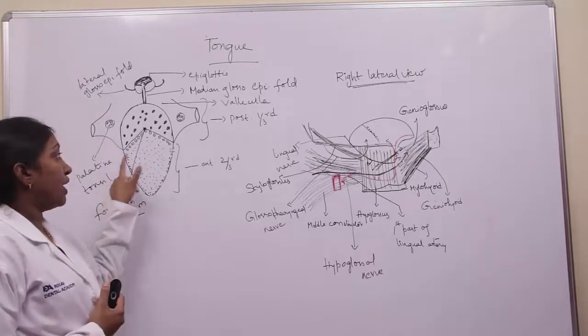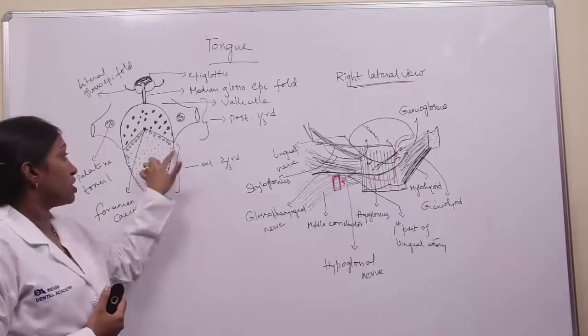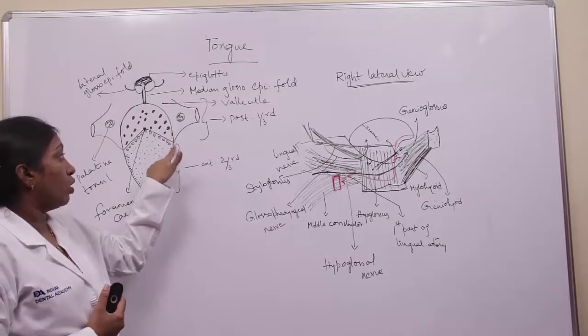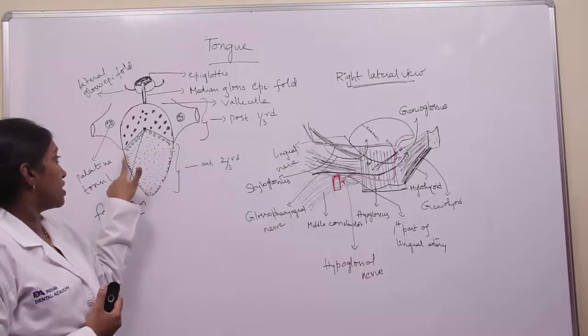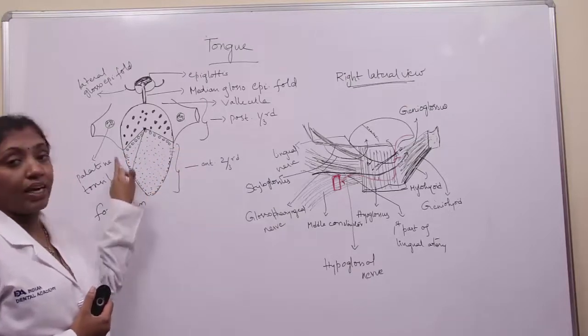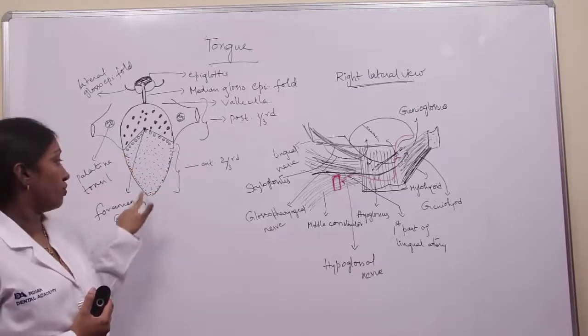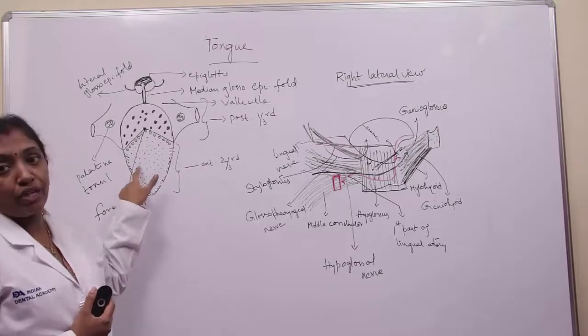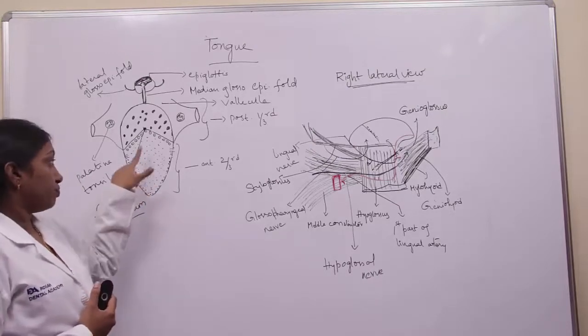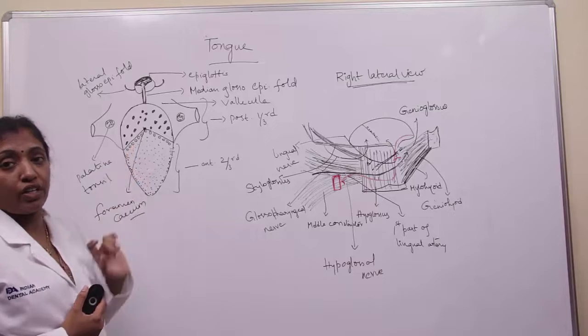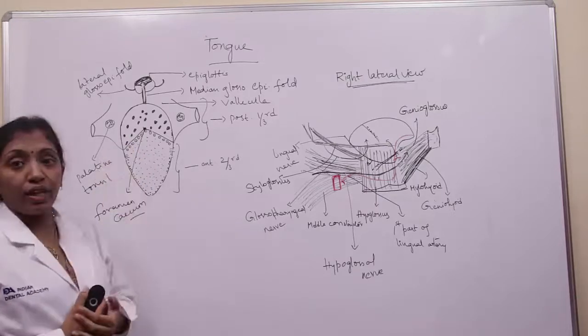The other one is foliate papillae, they are nothing but the vertical mucous folds situated along the lateral margins, just in front of the sulcus terminalis. And the fungiform papillae are situated along the lateral margins of the tongue and the tip of the tongue. And the filiform papillae occupy the remaining part of the dorsal surface of the tongue. So that's about the papillae.